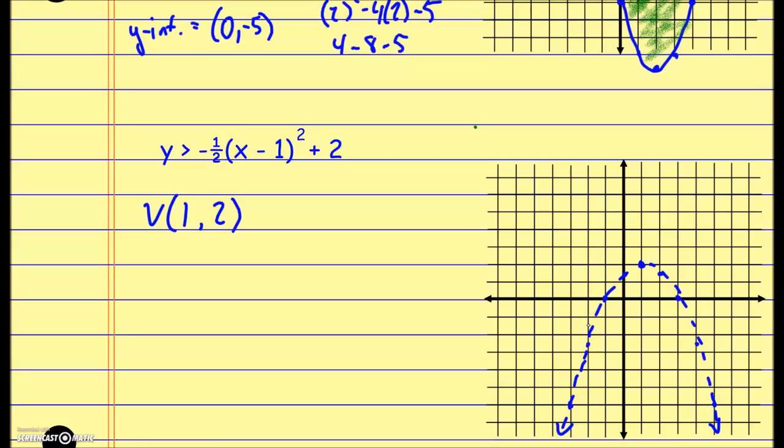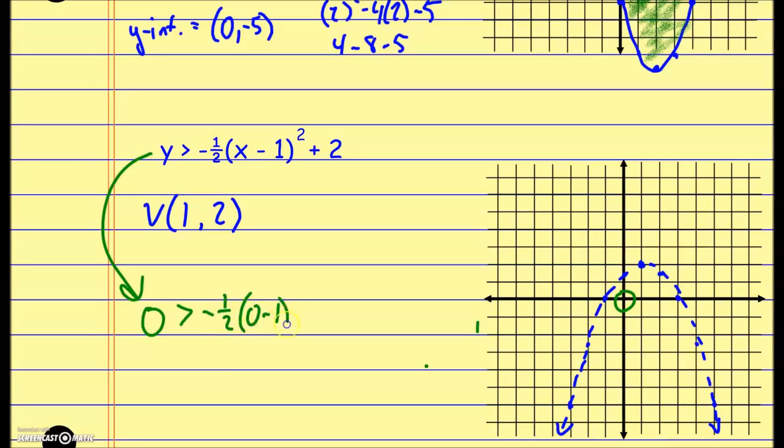Now once again, I have to decide, am I going to shade inside this thing or am I going to shade outside this thing? Again, I just test a point, so I'm going to test the point 0, 0 again. When I plug 0, 0 into this thing, over here I get a 0. Over here I have a little bit more work in front of me, but when I plug a 0 into this thing, that is a terrible looking fraction. Let me try that again.